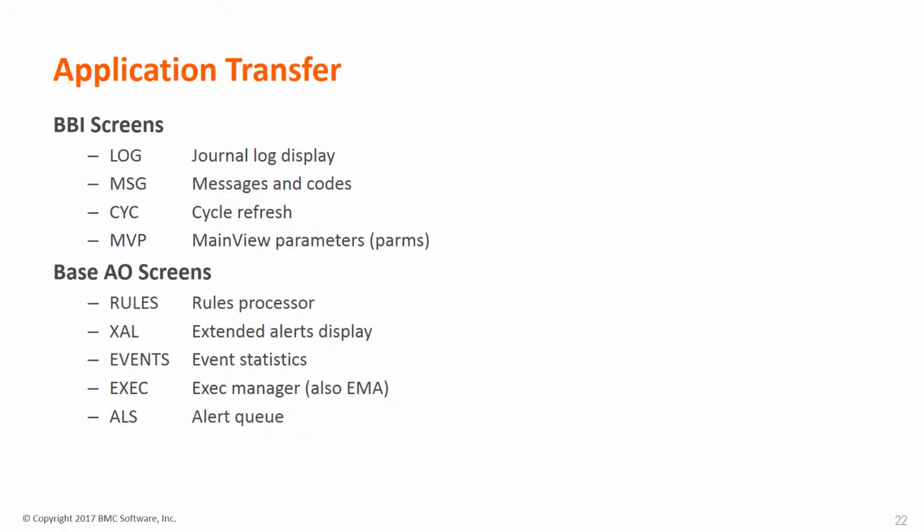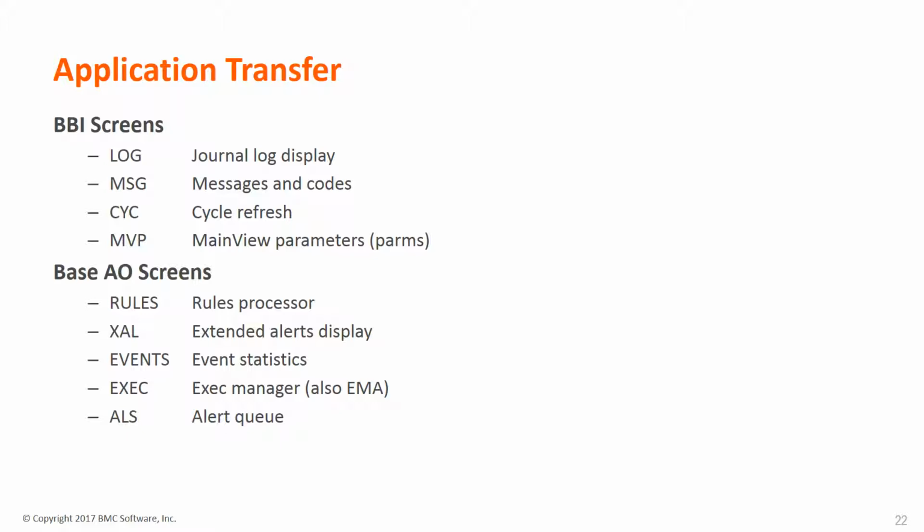It's also possible to transfer between various applications within AutoOPERATOR or, in fact, any of the BBI PAS products. You can go to the journal by typing in LOG. If you want to look up MainView messages, you can type MSG. If you want to set up your screen to cycle through various displays in an auto update fashion, you can use the CYC command. And if you want to review or update your MainView parms, you type in MVP.